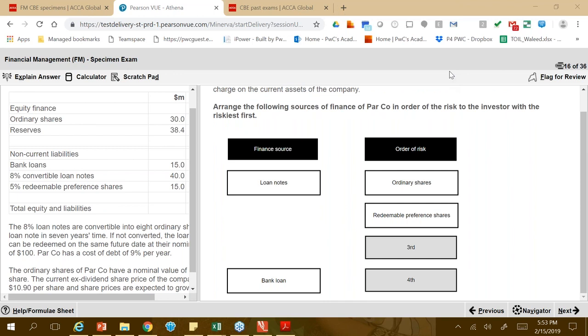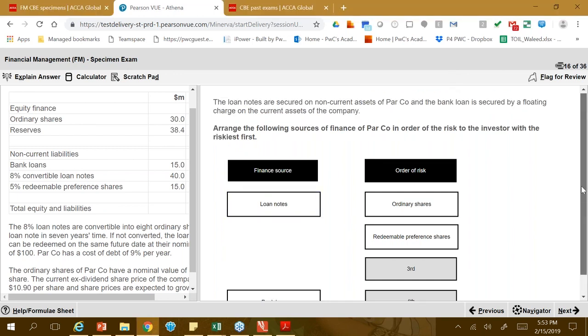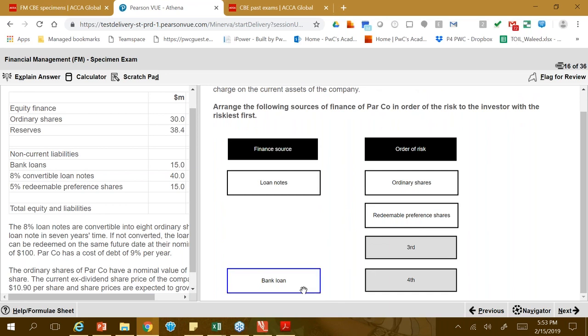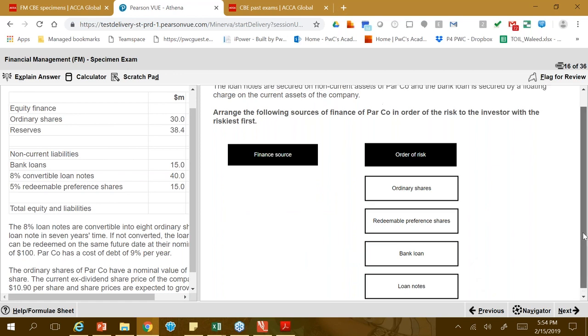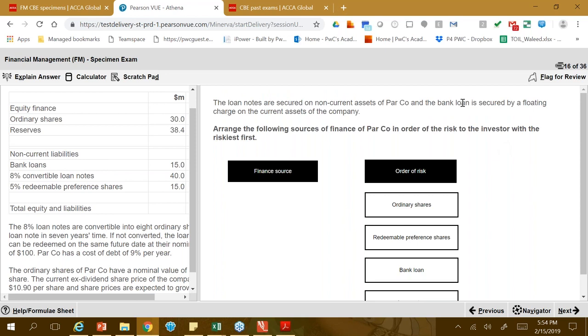So the riskier one is the bank loan secured on the current assets. And the fourth is the loan note secured on the non-current assets, which is the safest. So loan notes were the safest because they were secured on non-current assets. And the bank loan is more risky than the loan notes because it is secured by the current assets. The floating charge means the security floats over the current assets.